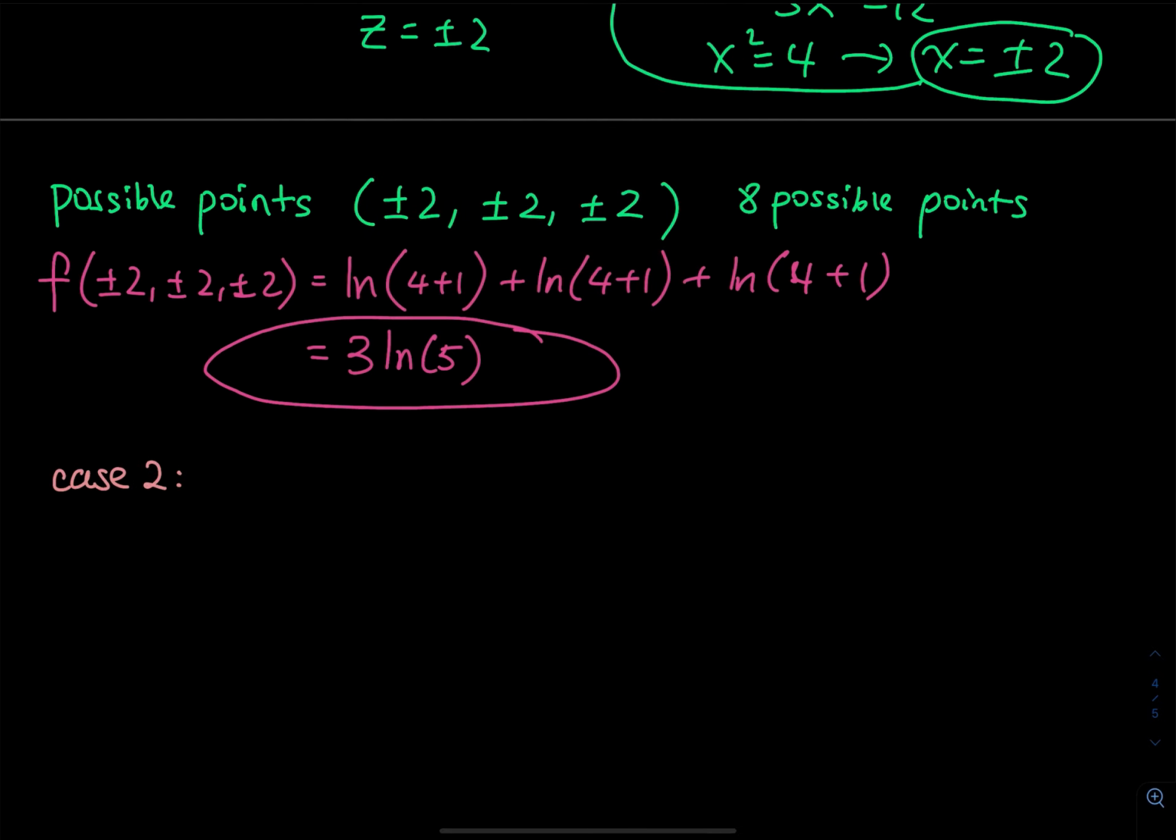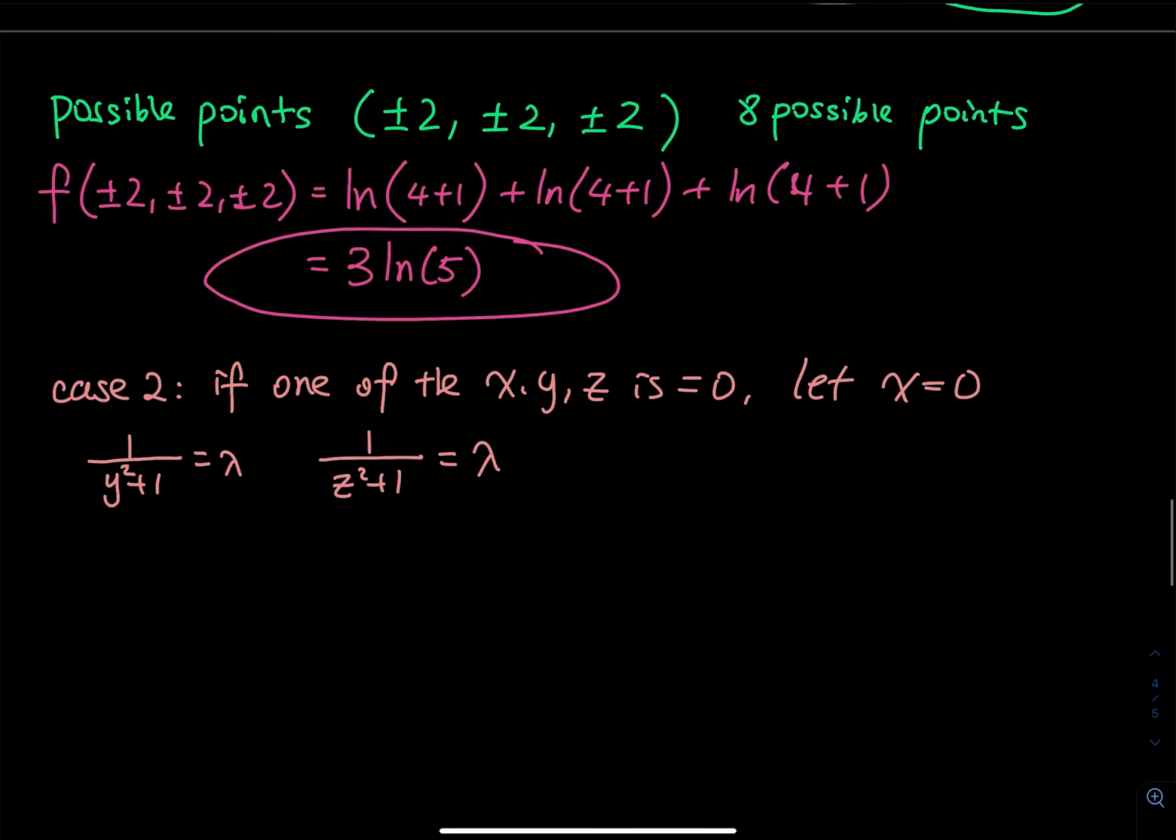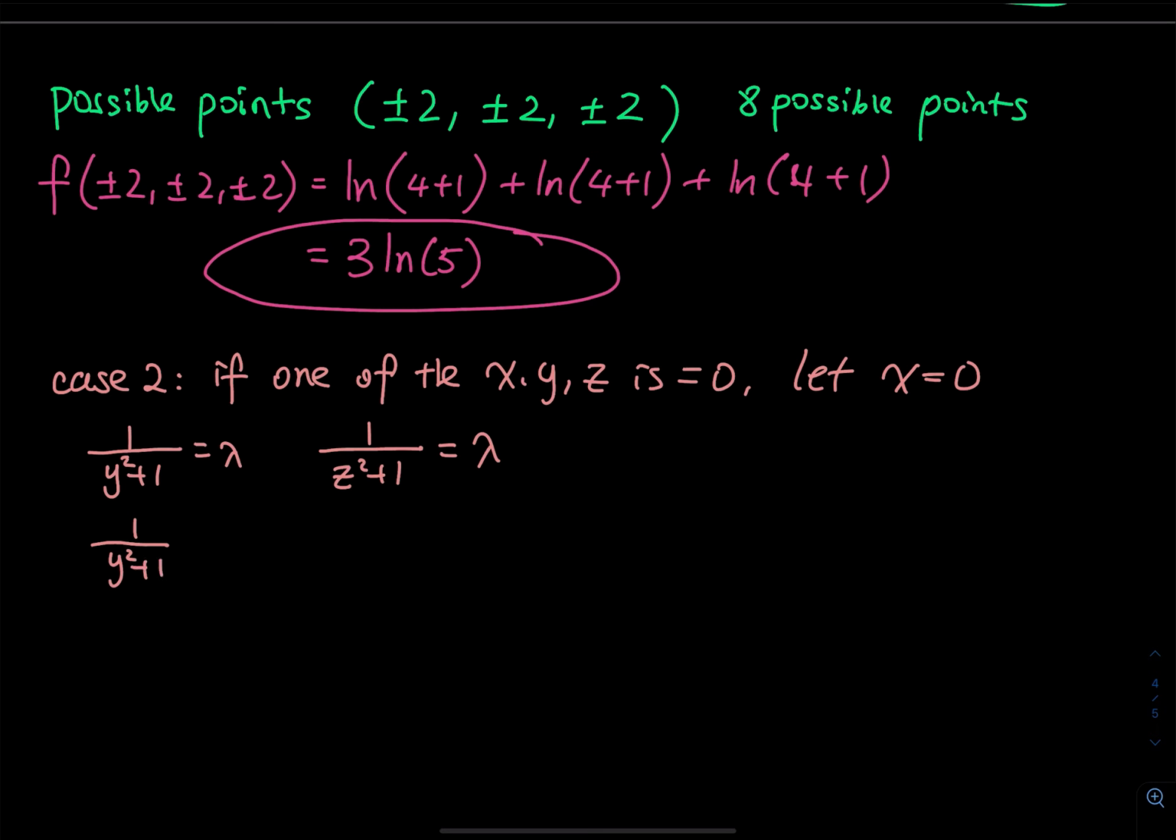Case 2 is if one of the x, y, and z is equal to 0. Let's just let x equal 0 to begin with. So when x is equal to 0, that means we have the y and z. So we have 1 divided by y squared plus 1 equals lambda, 1 over z squared plus 1 equals lambda. Since I already got x equals 0, there is no need to take care of the x equation that equals lambda. I will just set them equal: 1 over y squared plus 1 equals 1 over z squared plus 1. And then we will just keep going.